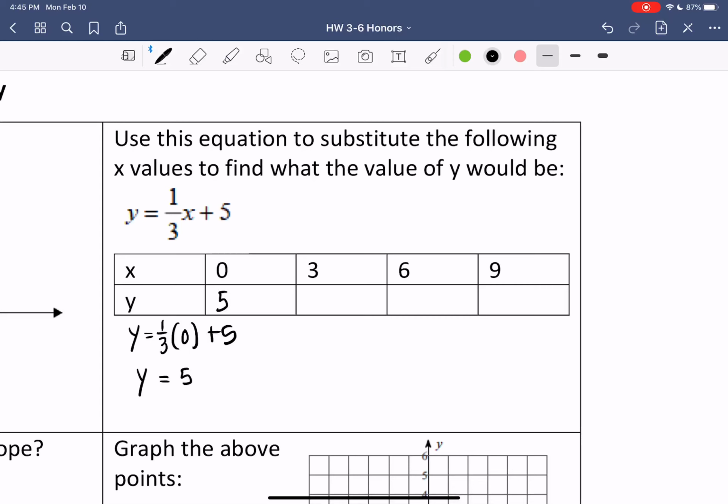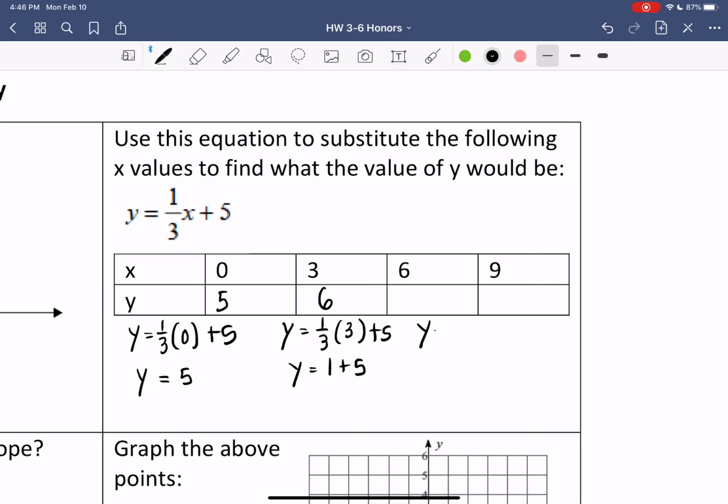So then if we substitute 3, we're going to have y equals 1/3 times 3 plus 5. So 1/3 times 3 is going to be 1. 1/3 times 3, if you think of like a third of a pie, if you take only a third and you multiply that 1/3 times 3, that would give you a whole, which would just be 1. Y equals 1 plus 5, which is 6.